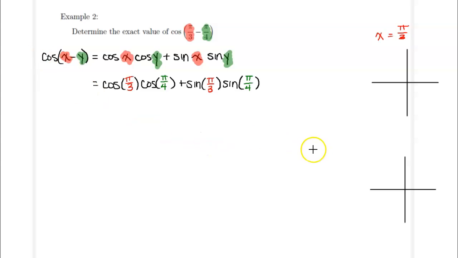So to find the exact value of this, my first step is to draw it out. So pi over 3 will look like that. This here being pi over 3. My next step is to connect it and label this lovely special triangle that we have now.